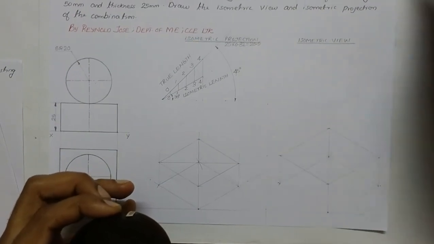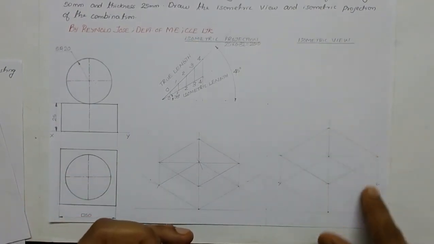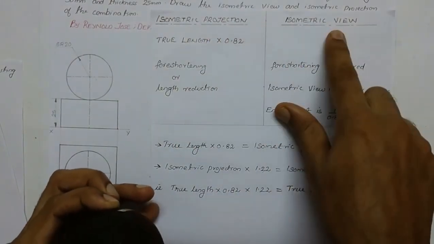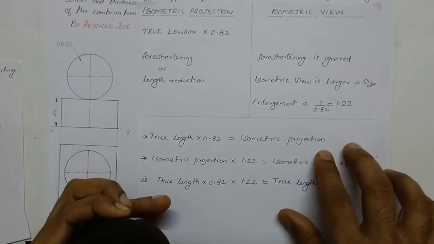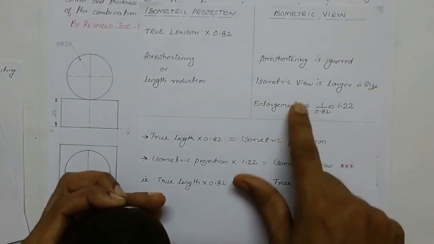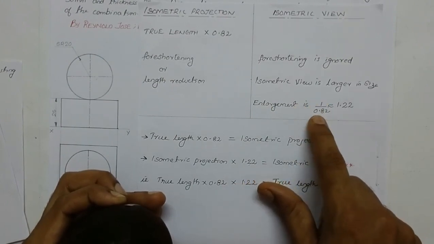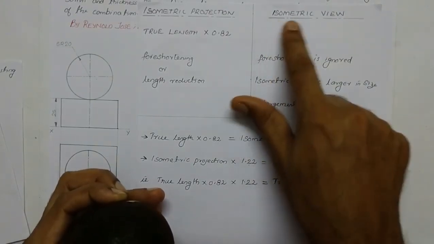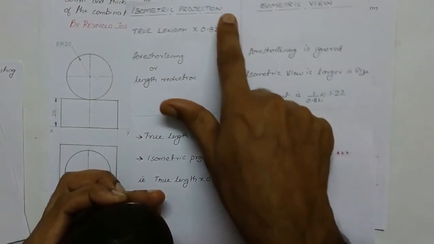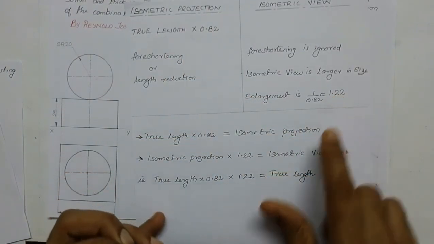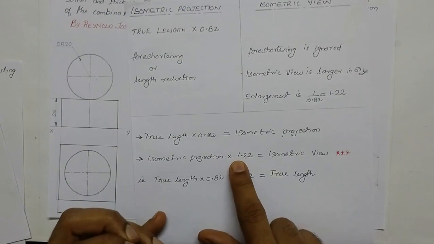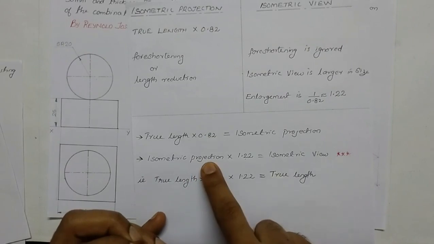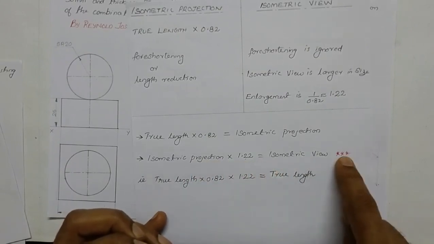Here I have already done the isometric view of the square slab. When we learned about the difference between isometric projection and isometric view, we learned that the isometric view is larger in size, and the enlargement is 1 by 0.82, which is approximately 1.22. So actually the isometric view is the isometric projection into 1.22. Here it is written: isometric projection into 1.22 is equal to isometric view. This is our actual concept.